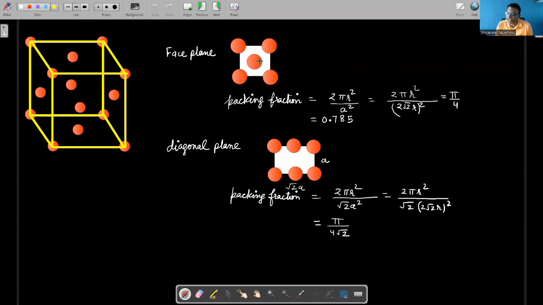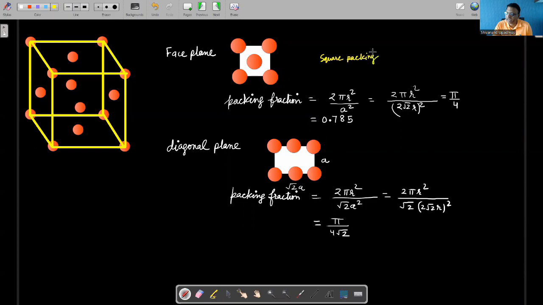So the area occupied is 2 times the area of the circle, upon the area of this face plane, that is a square, so edge length whole squared. If we simplify that, what is the packing fraction of the face plane? The packing fraction of the face plane is equal to pi by 4. This pi by 4 is 0.785. So this is square packing in 2 dimensions.